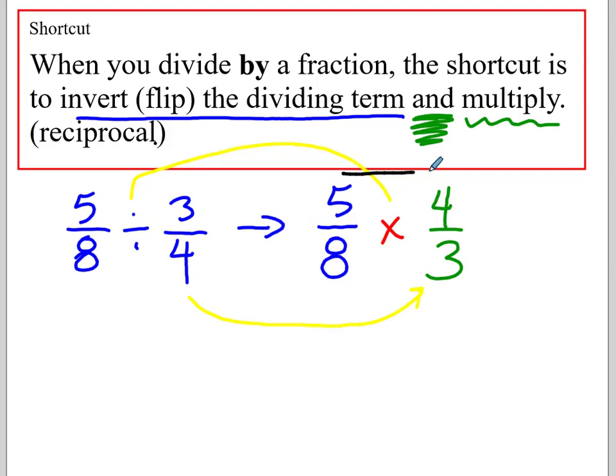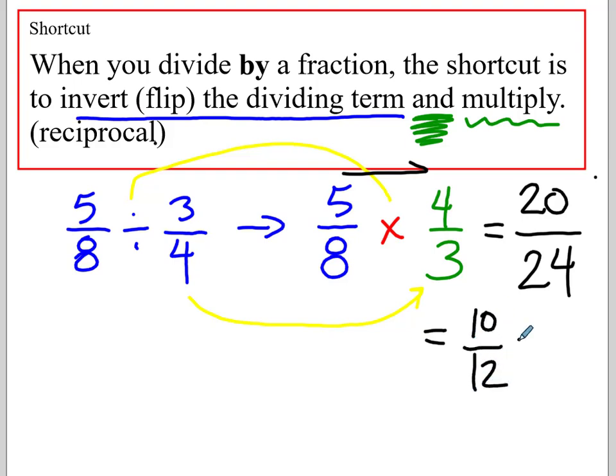So now if we multiply across the top, we get 20. If we multiply across the bottom, we get 24, and the answer would be 20/24, but we're going to try and reduce that. So we could drop that to 10/12, and then we can drop it a little further down to 5/6, and that would be the final answer.